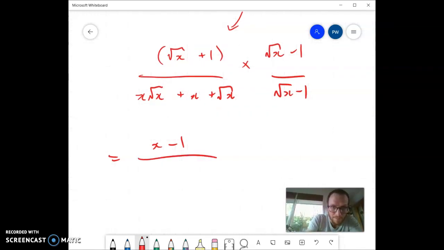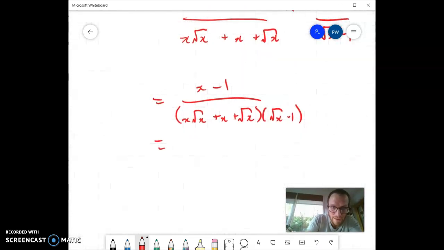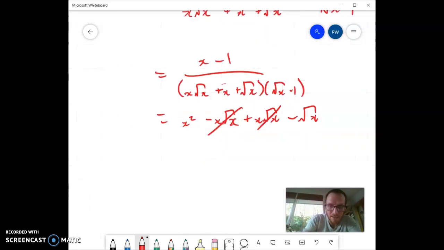So on our bottom, what we get is x root of x plus square root of x, times root of x minus 1. So let's separate out these terms. x root of x times root of x is x squared, minus x root of x, plus x root of x, minus the square root of x. And what do we see? We see that those middle terms cancel out. So we get x minus 1 on x squared minus the square root of x.